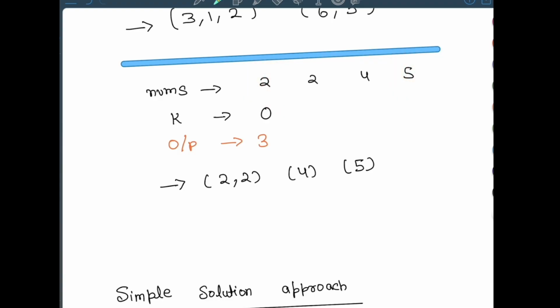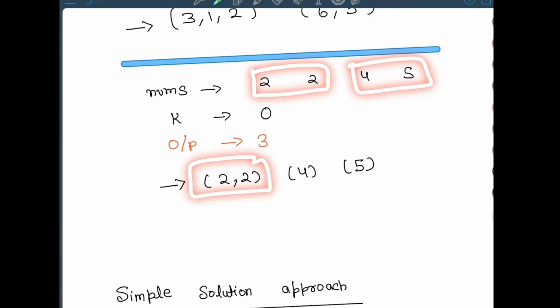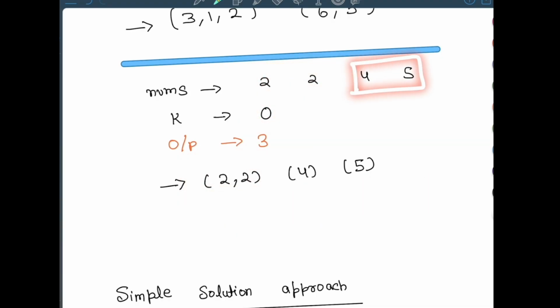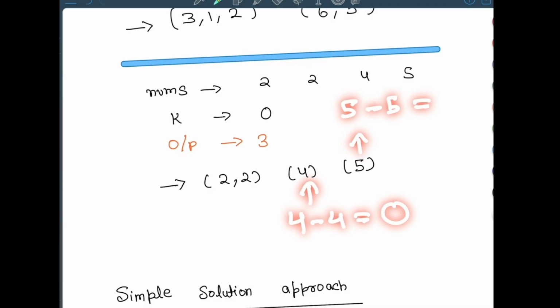So let us say these two elements, 2 and 2, are one group, and 4 and 5 are one group. This 2 and 2 is fine because in this group the max is 2, the min is 2, their difference is 0, which is not more than k. But in the other group where 4 and 5 are there, the max is 5, the min is 4, their difference is 1, so they cannot stay together. If they cannot stay together, they will have to be broken into different groups. So 4 will form a different group, 5 will form a different group. Now in this group the max is 4, the min is 4, their difference is 0. In this group the max is 5, the min is 5, their difference is 0, which is not more than k, which is fine.